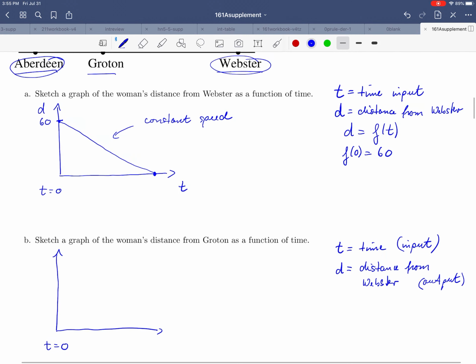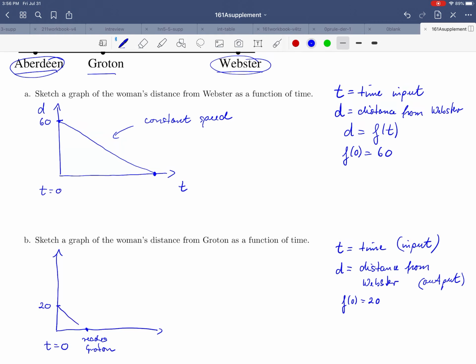So I can put that in. I know in this case, f of 0 is equal to 20. And this is a point I can put on my graph right here. So let's say this is 20. And then she drives towards Webster through Groton. So eventually she reaches Groton. Let's say that's here. So this is when she reaches Groton. Now her distance from Groton is 0. And then she drives through Groton towards Webster, so now her distance from Groton increases again.